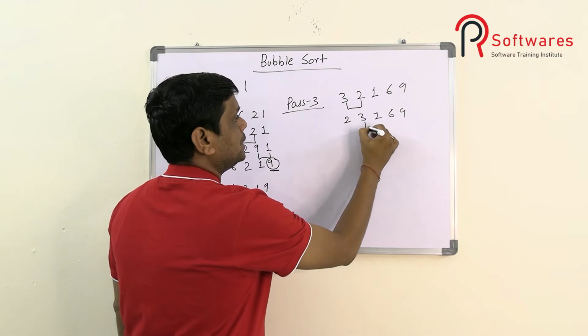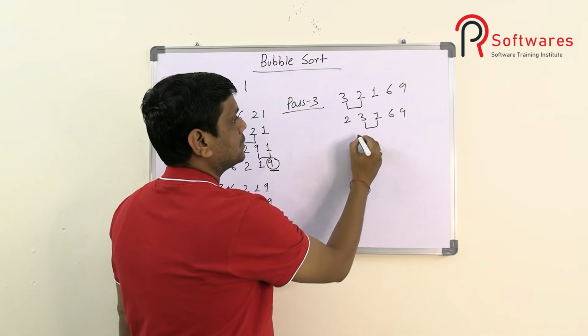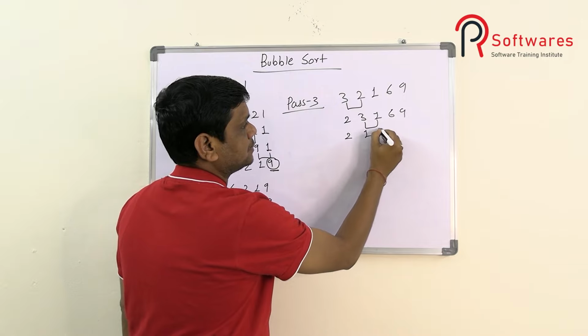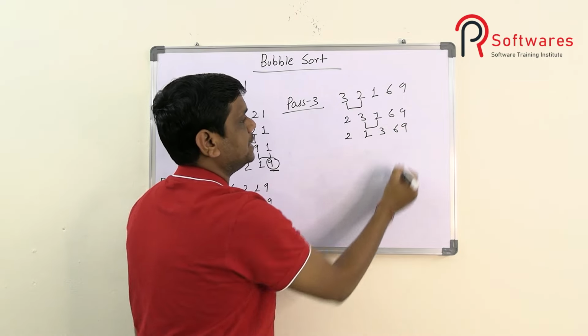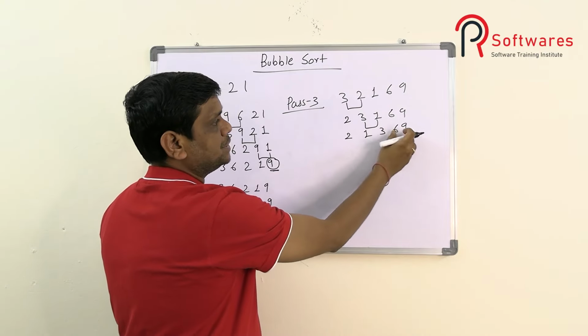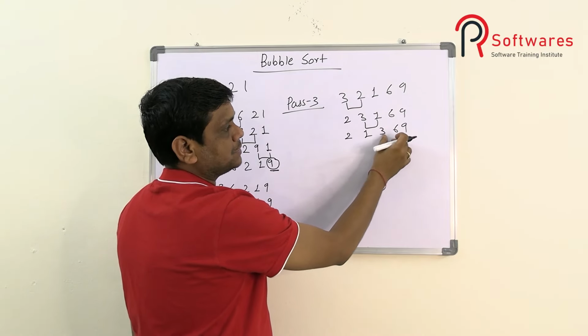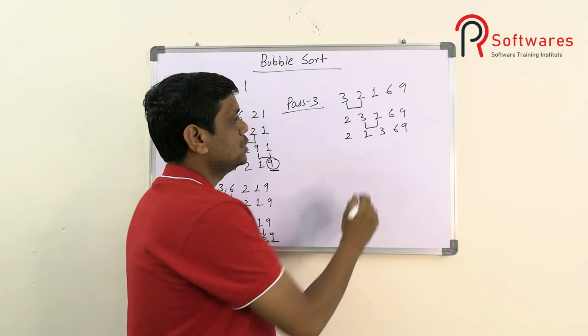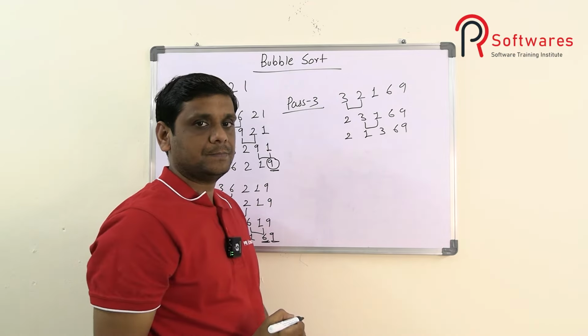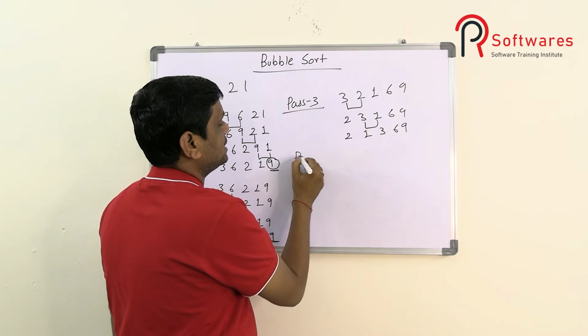Next, 3 with 1. 3 is greater than 1, true. So 1 will come first, 3 will go after. 6 and 9 will be as they are. As you know, in pass 3 these two values are already sorted, so it will not check 3 with 6 again. So after pass 3, we are getting 2, 1, 3, 6, 9. And then the last pass, pass 4.